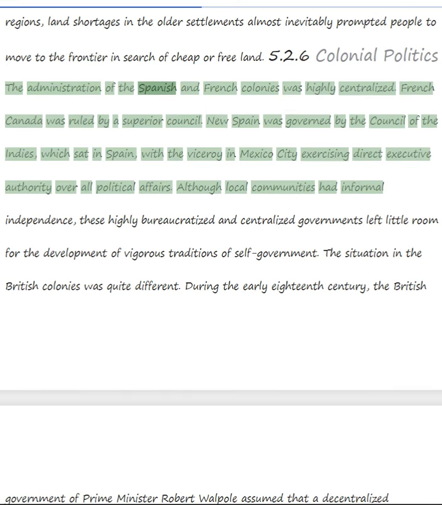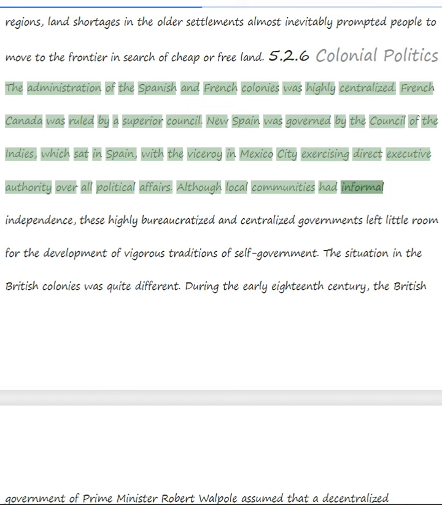The administration of the Spanish and French colonies was highly centralized. French Canada was ruled by a superior council. New Spain was governed by the Council of the Indies, which sat in Spain, with the viceroy in Mexico City exercising direct executive authority over all political affairs.